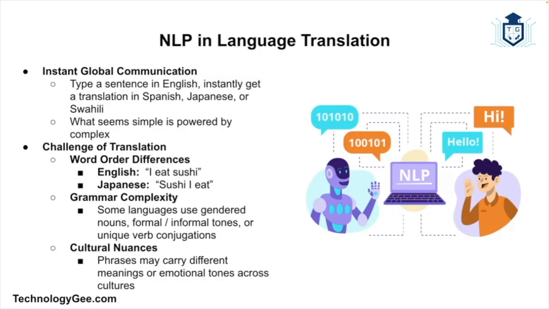Now, another fascinating application of NLP is language translation. Imagine typing a sentence in English and getting a perfect translation in Spanish, Japanese, or Swahili in a matter of seconds. We take all of that for granted, but this can be incredibly complex. So let's talk about the challenge of translation. Languages are wildly different. Word orders vary. In English, you might say, I eat sushi, but if you did a direct translation to Japanese, it would come out as sushi, I eat. Some languages have genders, some are formal versus informal, and some have unique grammar rules. And there are also cultural nuances that can change meanings.